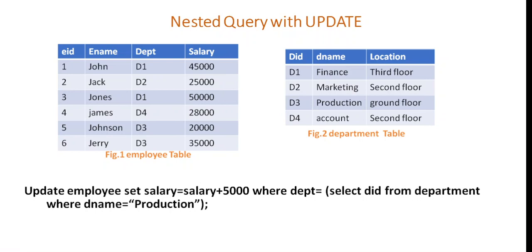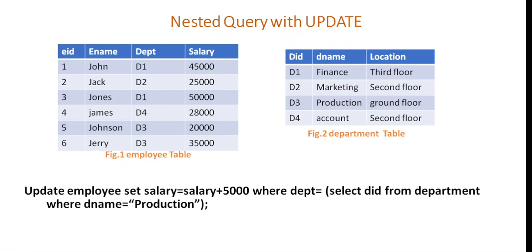Now if you look at the employee table, we only have department IDs. By looking at this department ID, we cannot identify the production department. That is, we cannot identify which ID is the ID of the production department. So we need to fetch that from the department table. So we will write the inner query as select department ID from department where D name equals production.